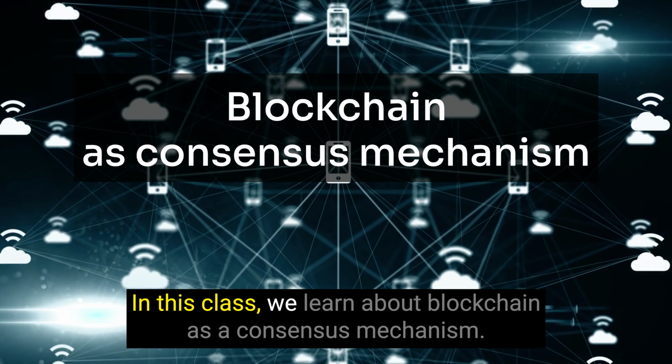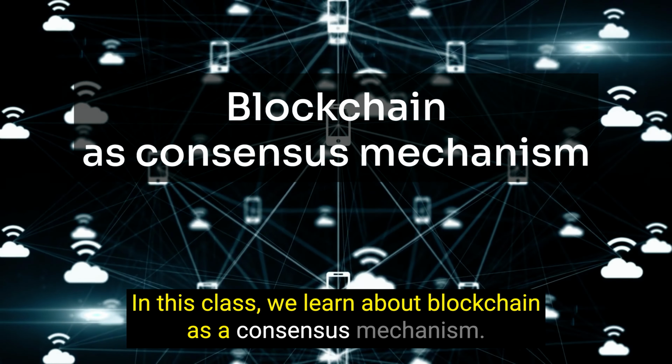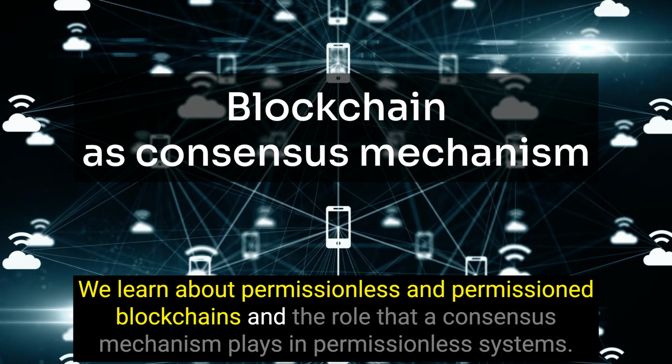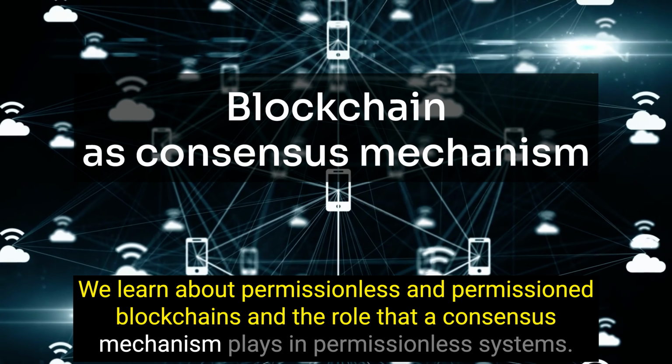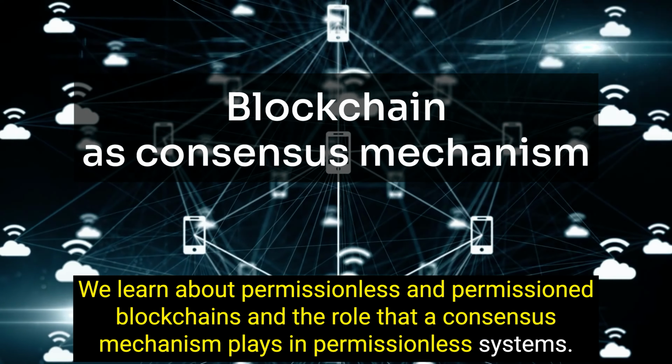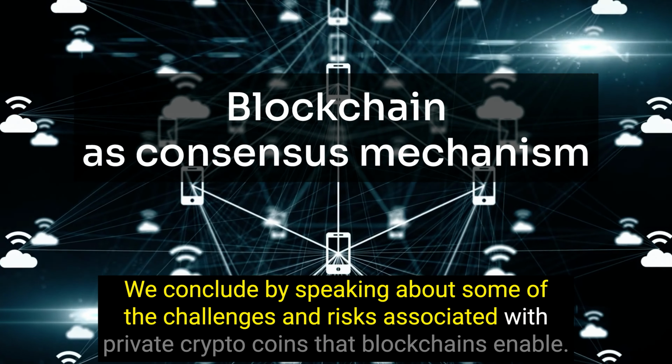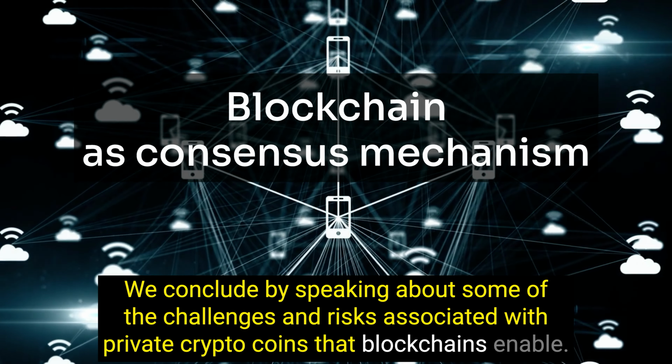In this class, we learn about blockchain as a consensus mechanism. We learn about permissionless and permissioned blockchains and the role that a consensus mechanism plays in permissionless systems. We conclude by speaking about some of the challenges and risks associated with private crypto coins that blockchains enable.